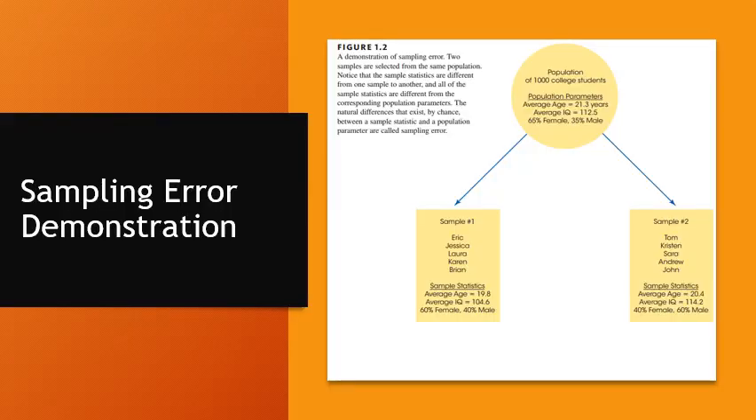Here's another sampling error demonstration. If you wanted to look at this one, there's 1,000 college students in the original sample, and there's 5 students chosen to be in sample 1 and 5 in sample 2. You'll notice that their sample statistics are a little bit different than the population parameters in each case. The differences, again, would be sampling error.